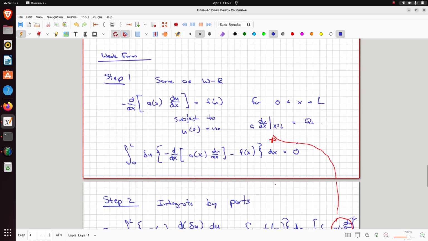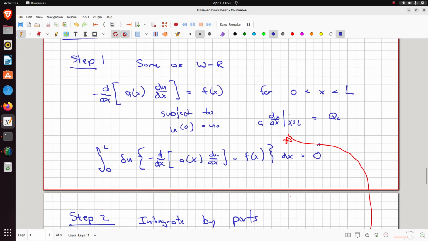So just to go back, this is a natural or Dirichlet and this then is an essential. Oh wait, that's not right. This is a Neumann boundary condition. This is a natural or a Neumann.